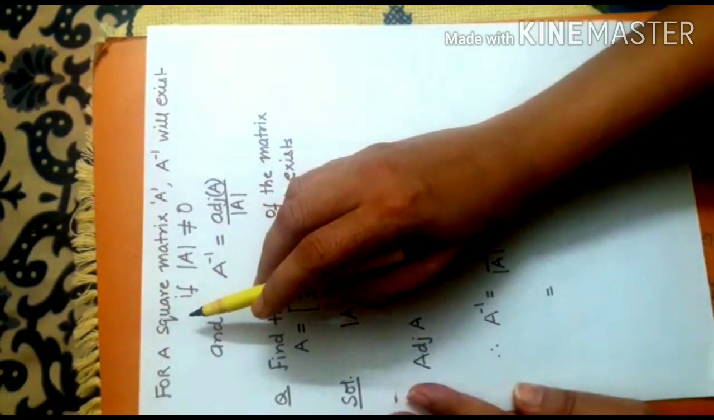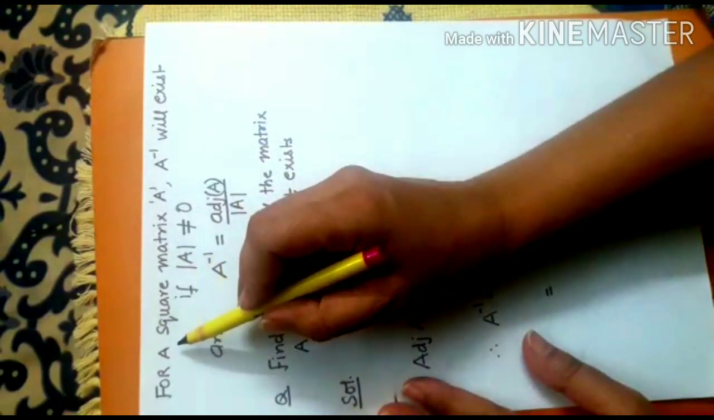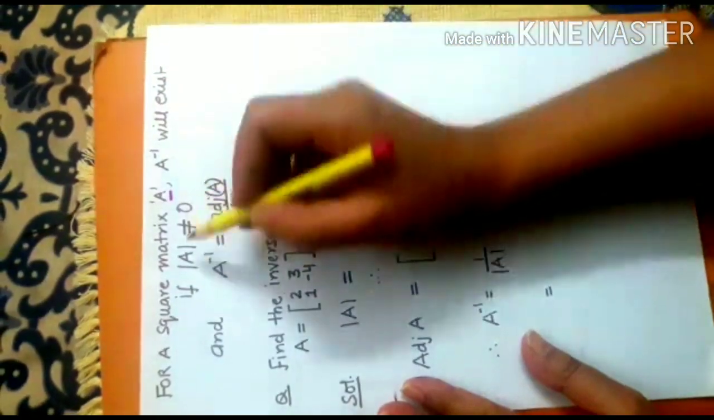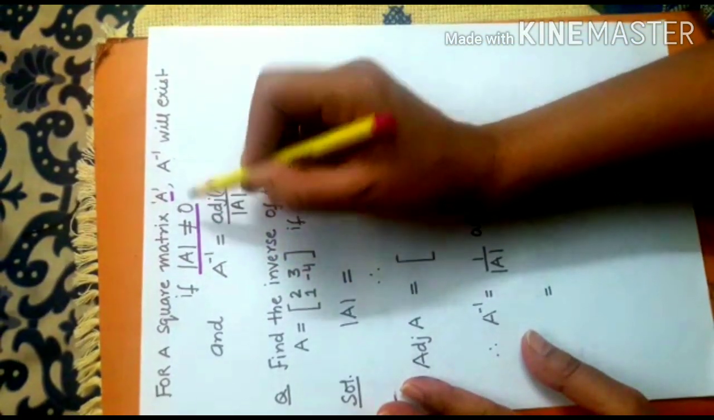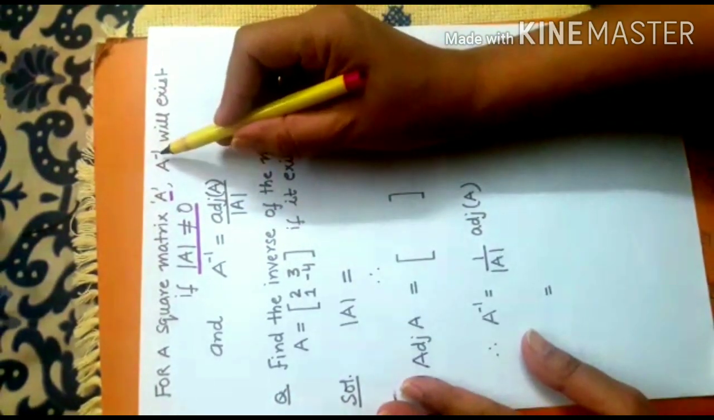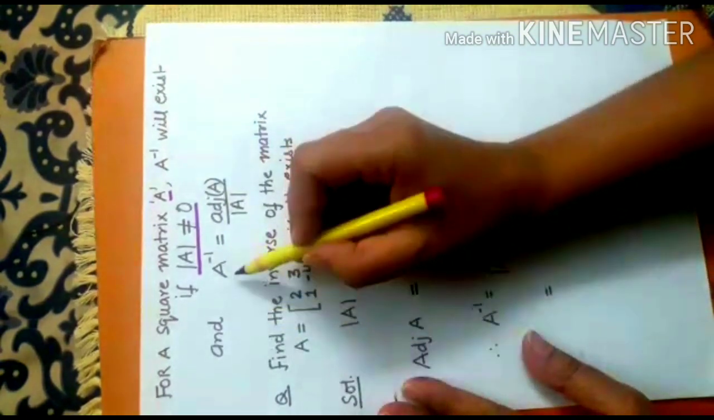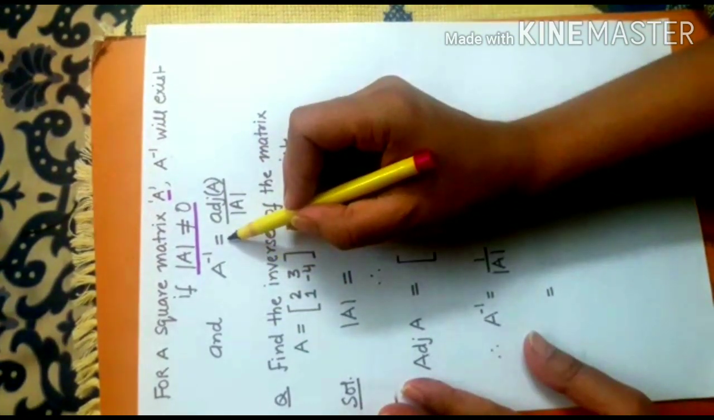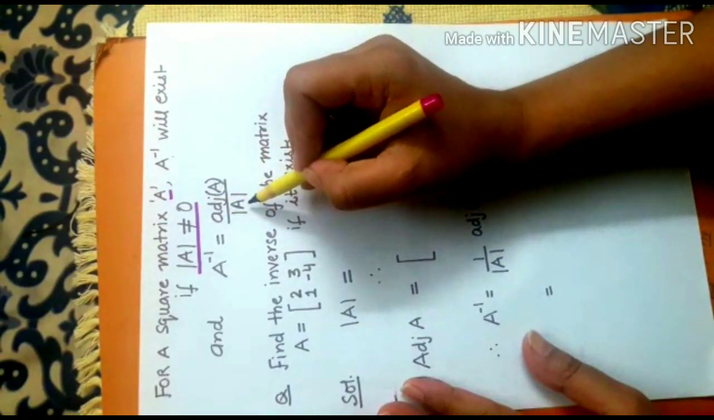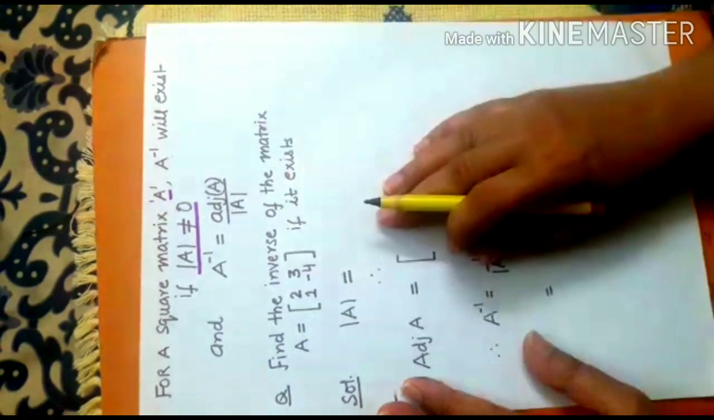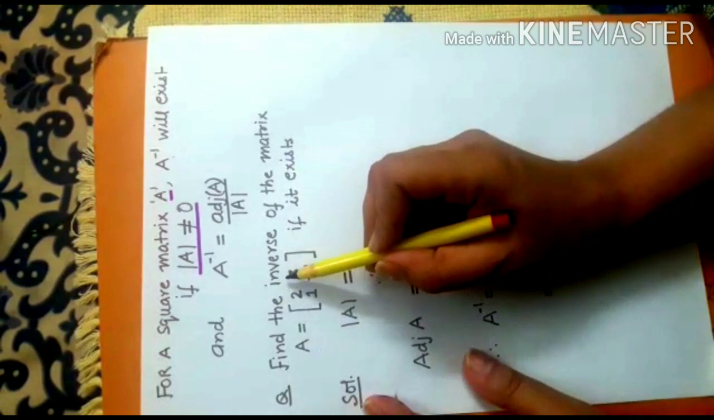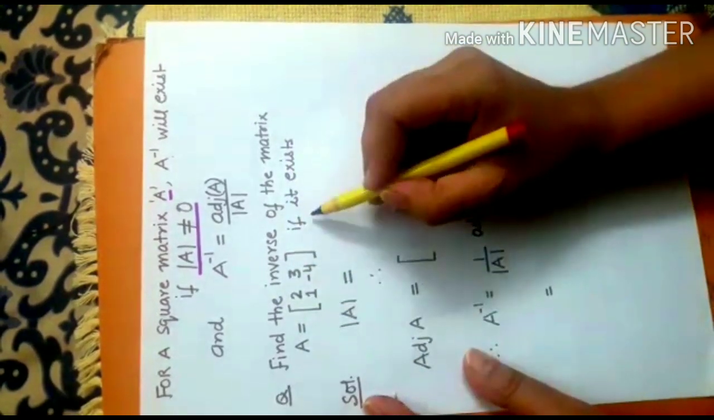Last class, we learned that for a square matrix A, the inverse will exist if determinant A is not equal to 0. And if A inverse exists, then A inverse will be given by adjoint of A divided by determinant A. So let's take a question. Find the inverse of the matrix A if it exists.